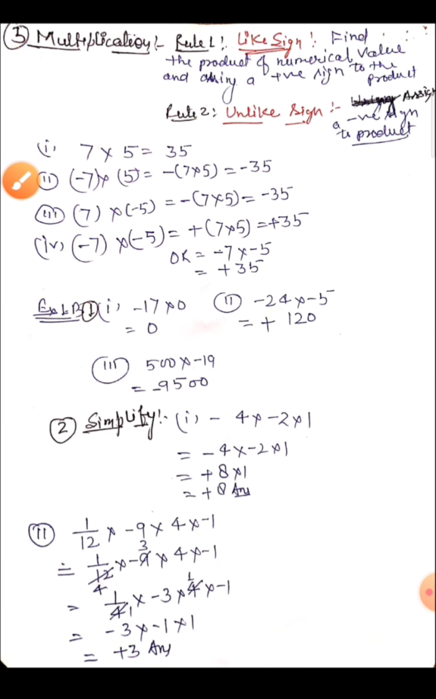Now third is the operation multiplication, multiplication of two integers. Same rule, like sign or unlike sign. Like sign means when the numbers in the multiplication are given in like sign, the answer will be positive, and when the numbers are given in opposite sign, the answer will be negative. In multiplication also we have four cases. The first case is when the numbers are given in the same sign, meaning 7 multiplied by 5. Then we simply multiply: 7 fives are 35.